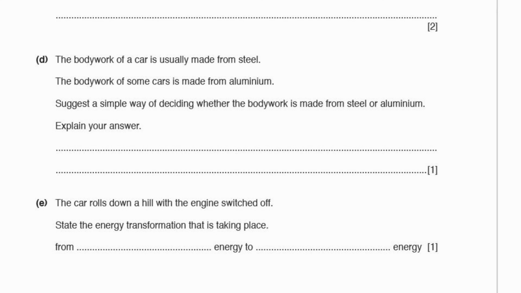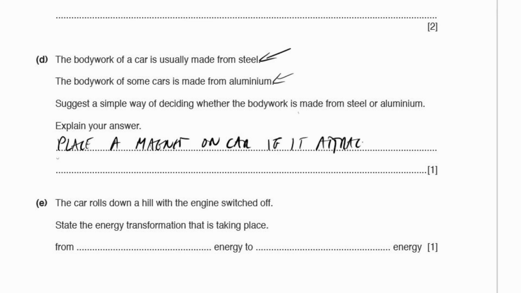The bodywork of a car is usually made from steel. The bodywork of some cars is made from aluminium. Suggest a simple way of deciding whether the bodywork is made from steel or aluminium. Well, okay. Pretty straightforward one, this one. Because steel attracts magnets. Aluminium does not. So place a magnet next to it, or on it, on the car. If it attracts, it's steel. If not, it's aluminium.